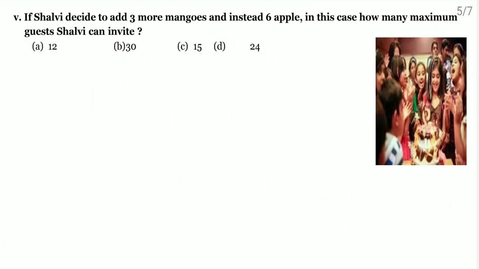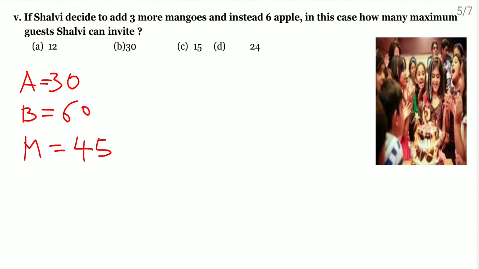Right? Come to the next one. If she decides to add 3 mangoes, so mangoes will become now 42 and 3 is 45. And instead of 36 apples, now only 30 apples will be there. Okay. Now bananas are as it is, which are 60. And now they are asking, in this case, how many maximum guests can we invite?